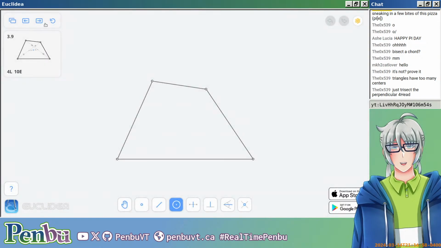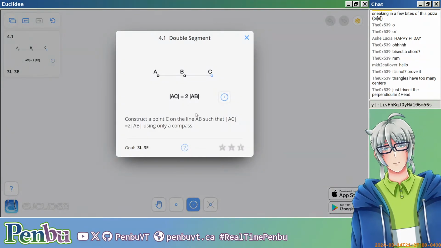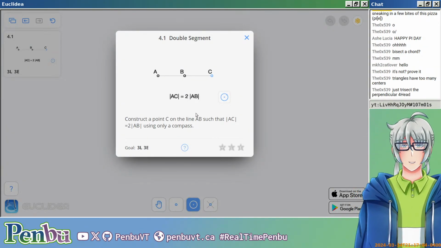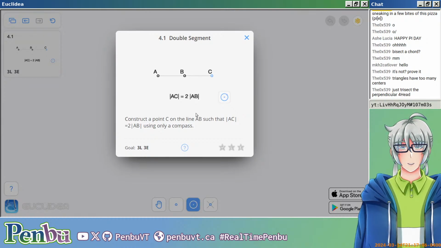We're gonna move on. Double segment, because these are gonna get even harder. And if we end up getting stuck too much on these early ones, we're not gonna get to the later ones.